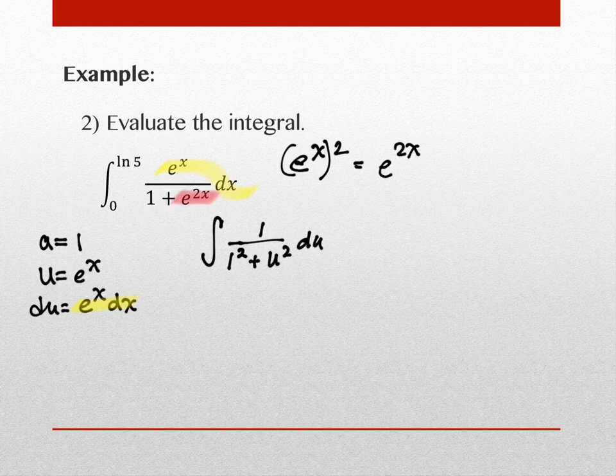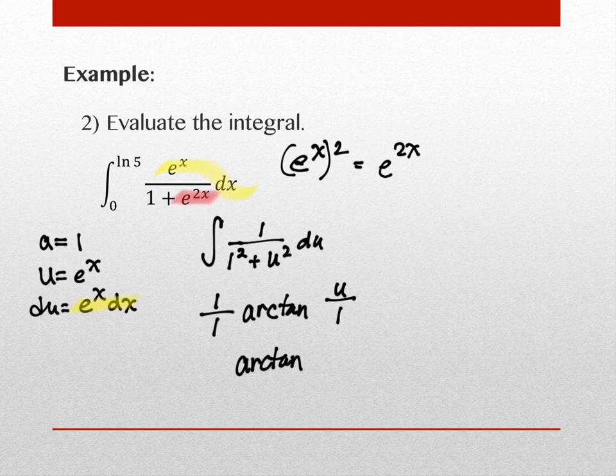The antiderivative form on the previous slide said that this is 1 over the a value, which is 1, arc tangent of u over a, which is 1. And then, so I won't write the 1 over 1 at the beginning anymore. This is the arc tangent, and the u is e to the x. So e to the x over 1 is e to the x. And now it's back in terms of x. I can put back in my limits of integration, natural log of 5 and 0.